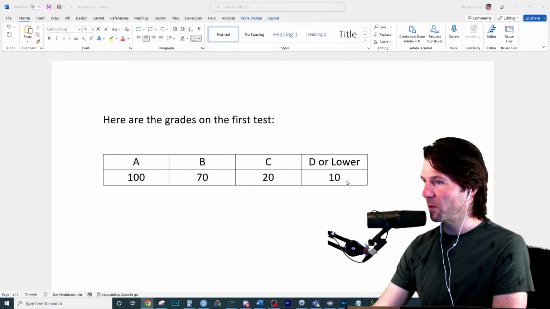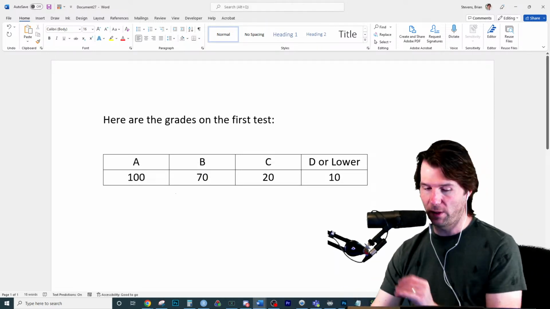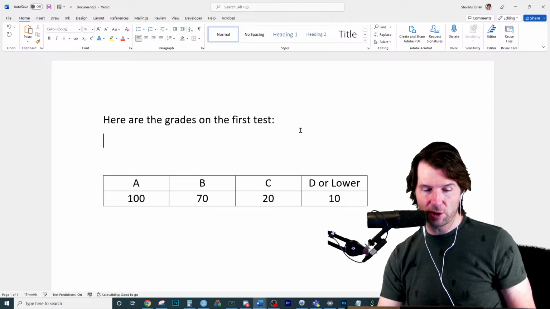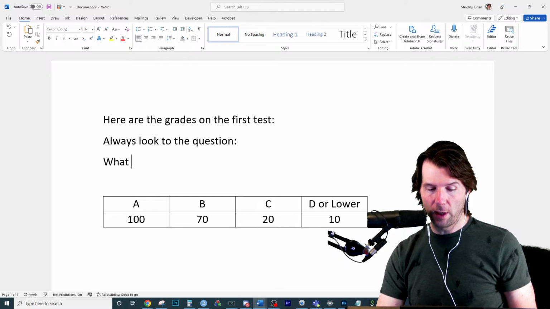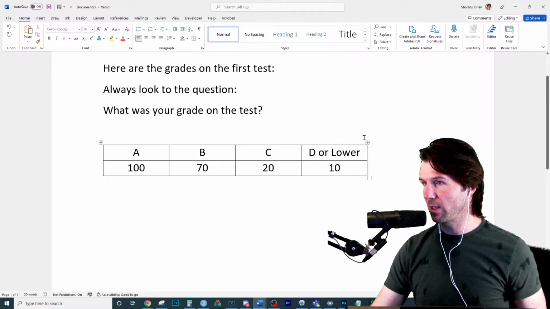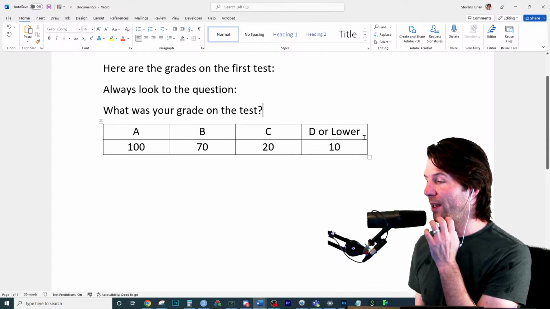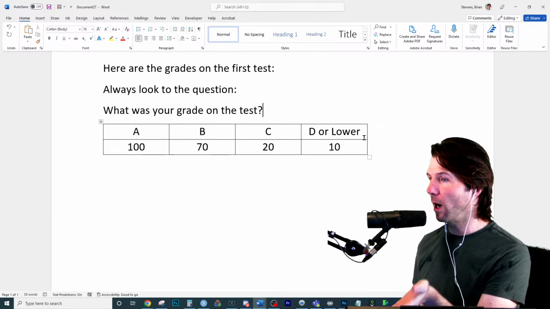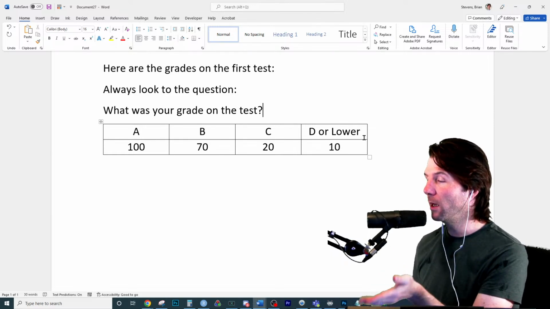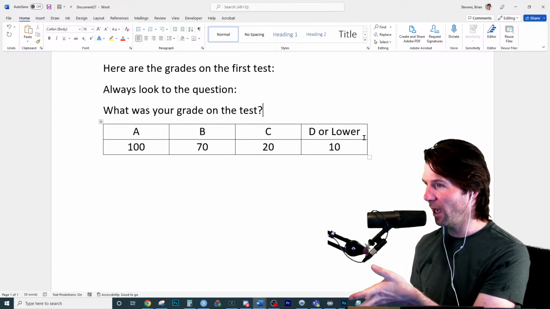I had a student come up to me and say, no, these are numbers, I can subtract them, like 30 more people. And I said, but always look to the question, which was, what was your grade on the test? So we're summarizing the data. Does that make sense why this is a summary of the data? We're summarizing by saying 100 people answered that they made an A. Now that is quantitative, but that's the amount of people who answered that category.